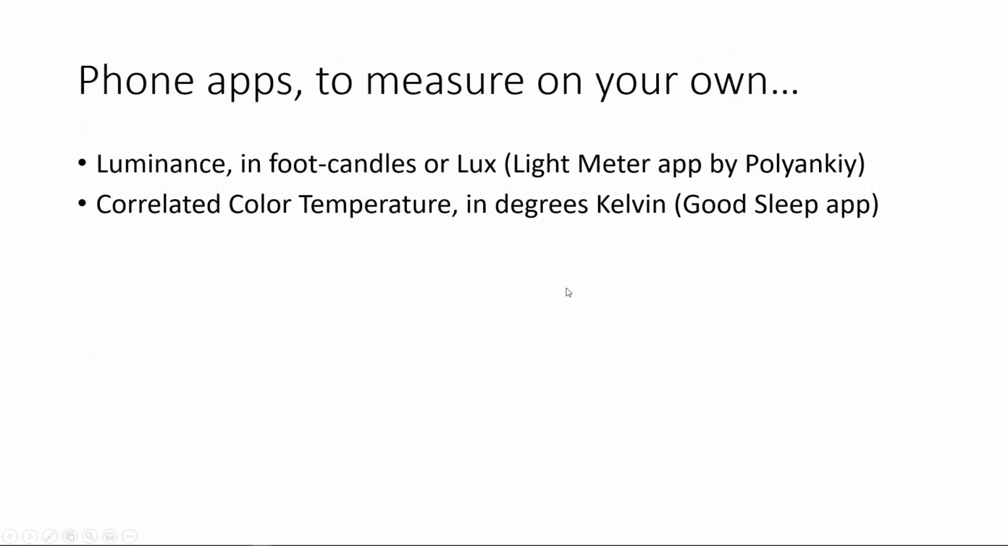Now, there are other ways to do all this. You can measure light as it exists in situ. There are a couple of different apps that you can use if you have a smartphone. One of them measures luminance. This is a light meter by Polyanki, which I found, which is free. So I'm going with the free stuff here. And we've already tried this Good Sleep app, which does a fairly good job, probably within 10% of measuring the color temperature.